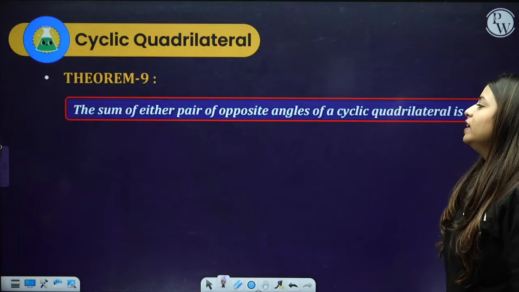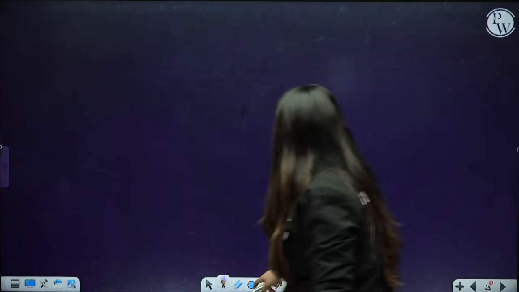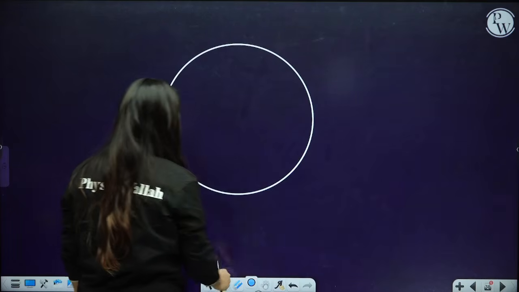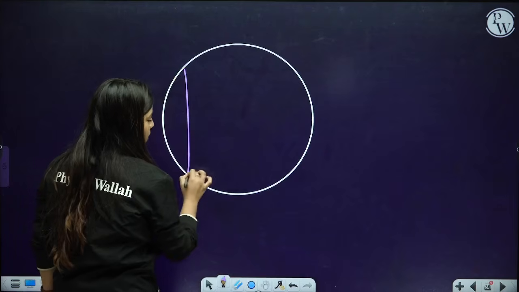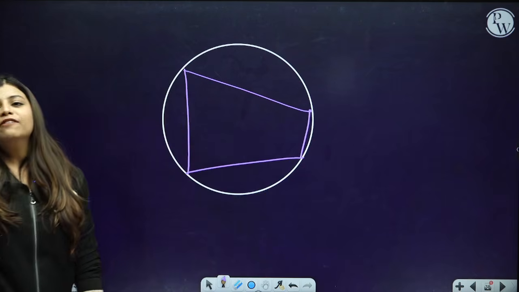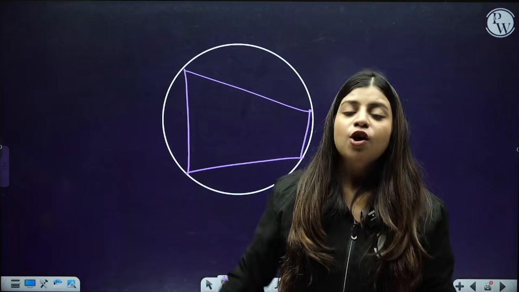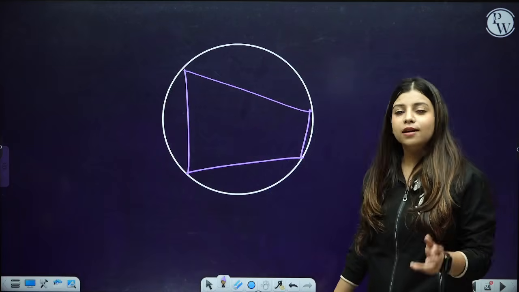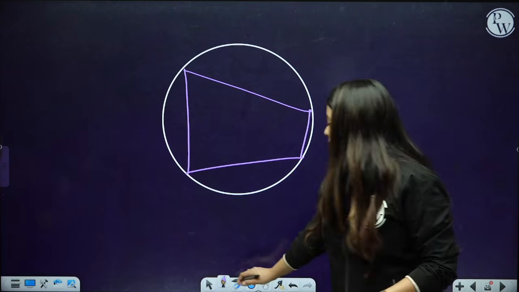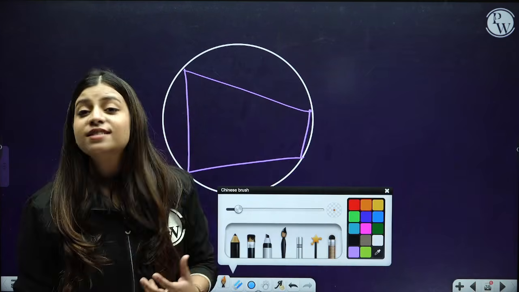The sum of either pair of opposite angles in a cyclic quadrilateral is 180. Now, first of all, let us understand what a cyclic quadrilateral is. Any quadrilateral is a four-sided figure. So if we have a four-sided figure and all the four vertices of the quadrilateral touch the circumference of a circle, this is known as a cyclic quadrilateral. And what is the property of a cyclic quadrilateral? That the opposite angles are supplementary.